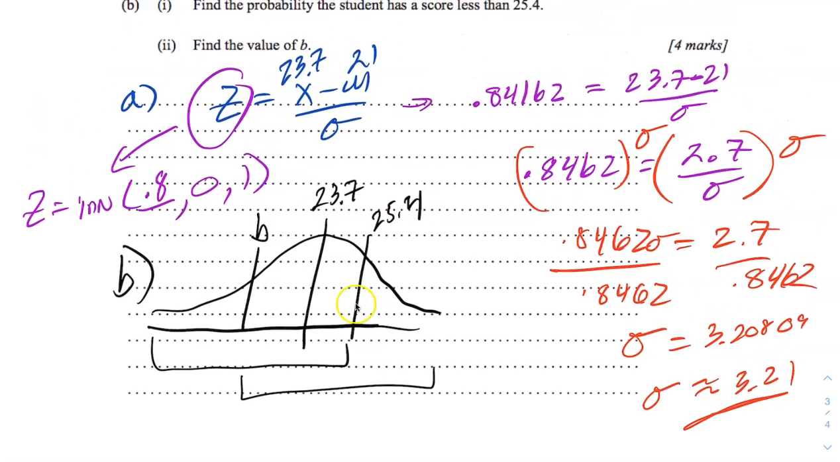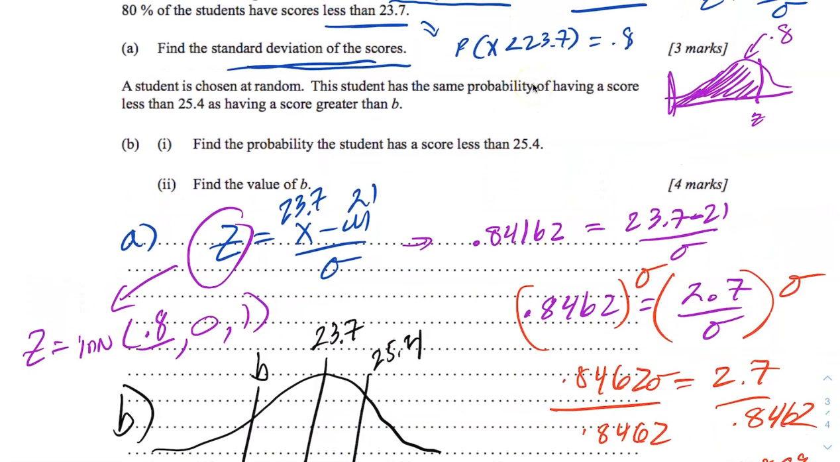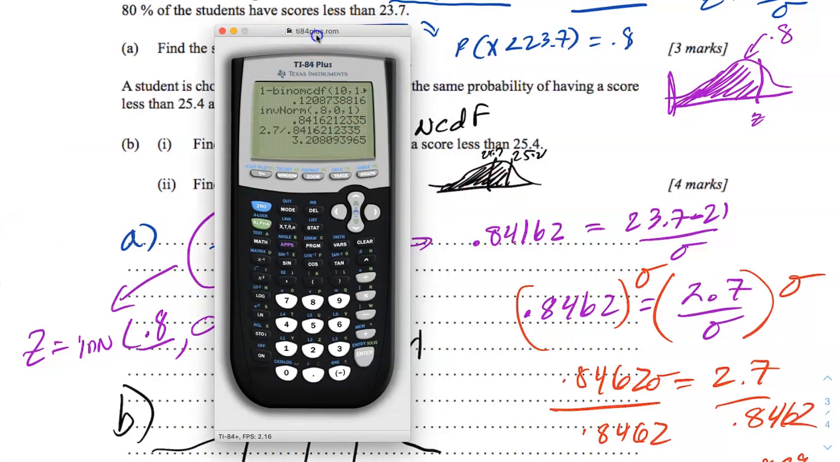Okay, so let's do the first question first though. Find the probability that a student scored less than 25.4. That part's easy. I'm going to do it up here. We're just doing a normal CDF. They want to score less than 25.4, so you just want to be less than that. That's going to be normal CDF from negative 1E99 to 25.4. Let's put that in our calculator real quick.